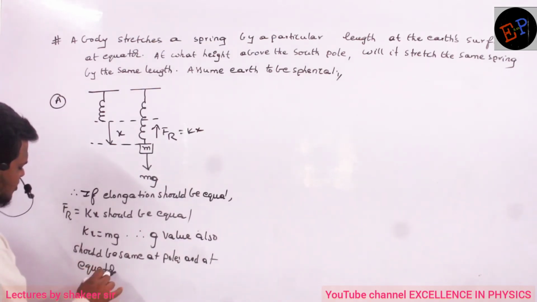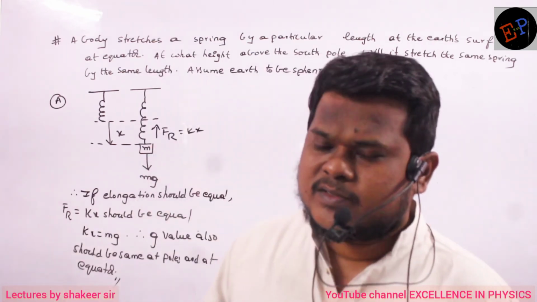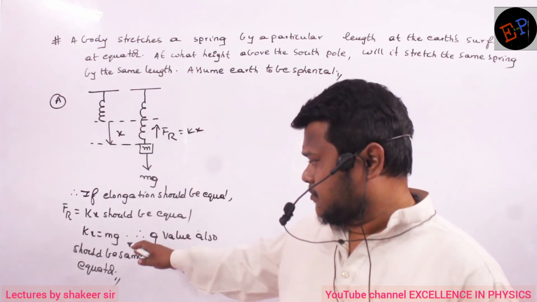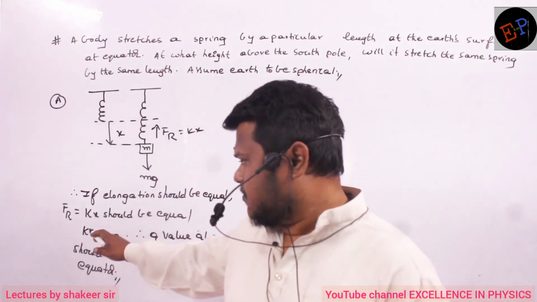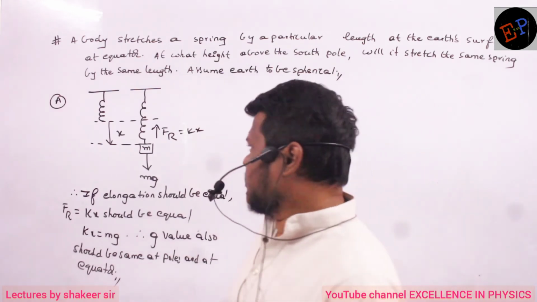So at poles also we should have the same g value. At equator also we should have the same g value. Then only my weight will be equal. If my weight is equal, then the same weight will produce the same elongation. You understand? Okay. Now see.